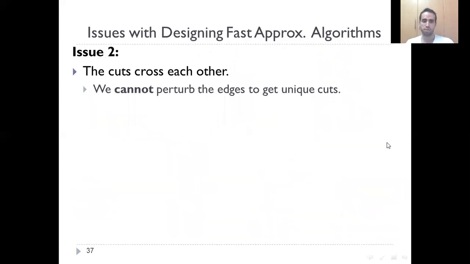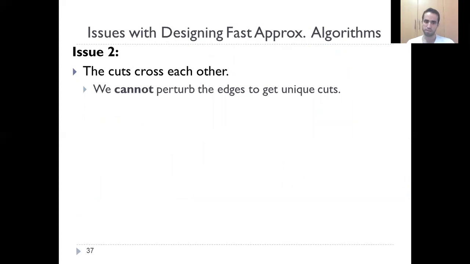The second issue is that cuts cross each other in the approximation setting. We cannot allow ourselves to perturb the edge weights to get unique cuts. And the reason is that the edge perturbation adds a little bit of capacity to every edge.